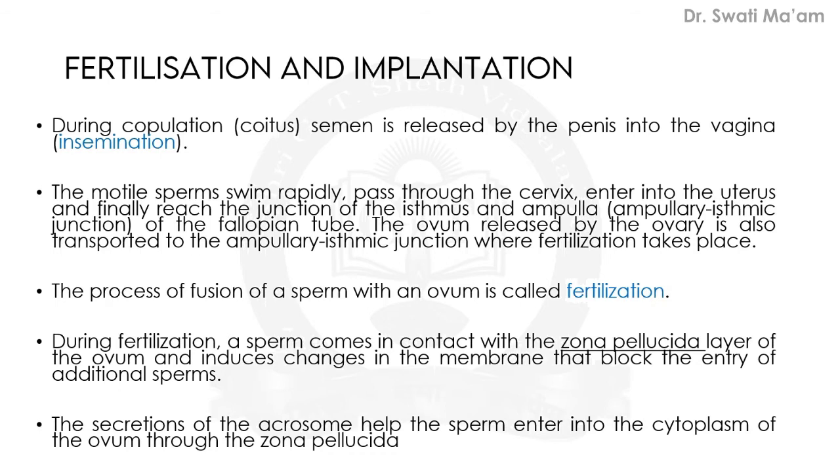Fertilization can only occur if the ovum and sperms are transported simultaneously to the ampullary isthmic junction. This is a very important thing, and for this reason we can understand why not all copulation leads to fertilization and pregnancy. So synchronization is very important here. The release of sperm and ovum during the same time is very important.